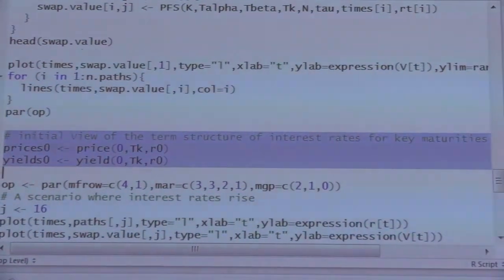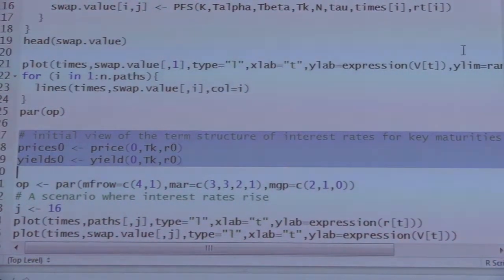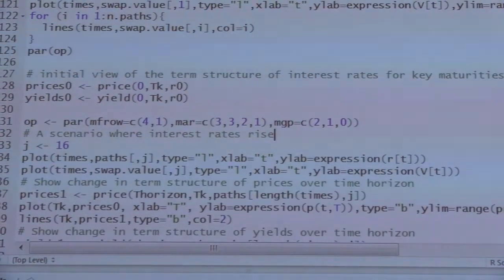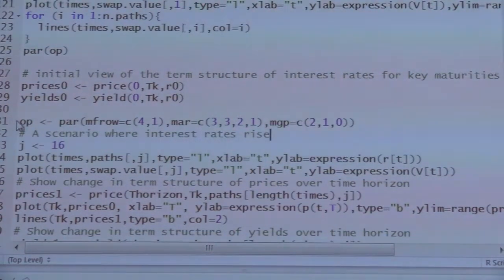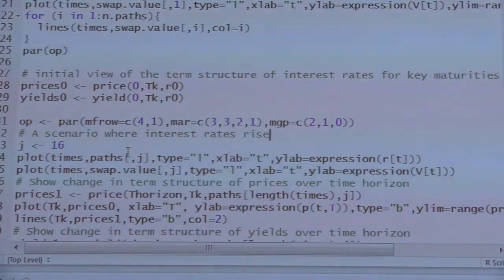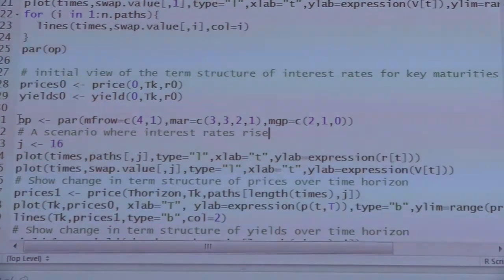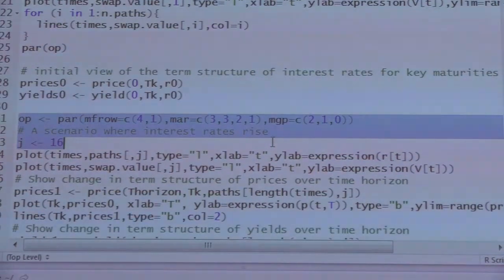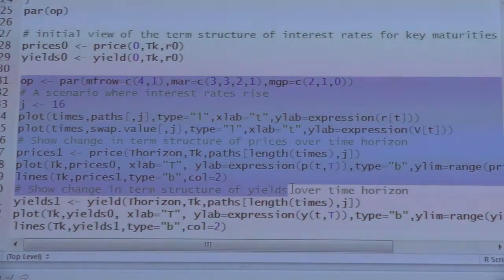Good. Can also compute yield curves. Let's just do it. That's not really necessary. Okay, and now to illustrate the point which I made before, what happens to the swap depending on the realization of the interest rate, we're going to consider two scenarios. One where interest rates rise, that is path number 16 here, and then one where interest rates are falling.